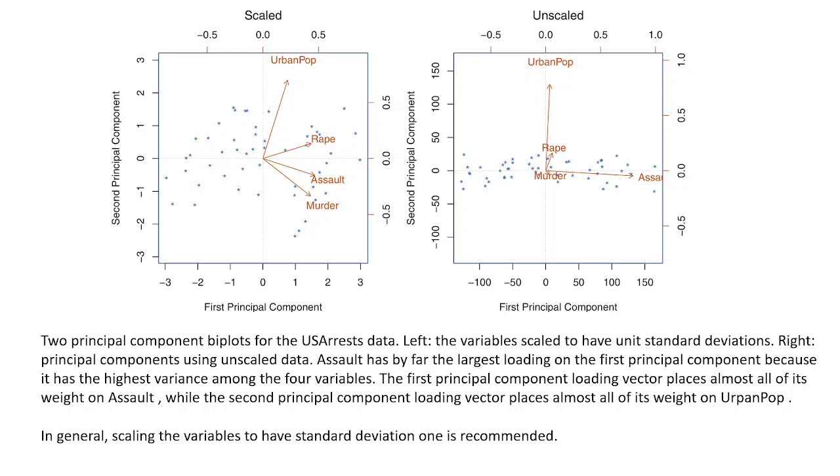Assault, as you can see on the right hand side, has by far the largest loading on the first principal components, because it has the highest variance among the four variables. Looking at this, it looks like it is far away from the other two crimes. So that is why it is suggested that you scale the variables to have a standard deviation of 1.